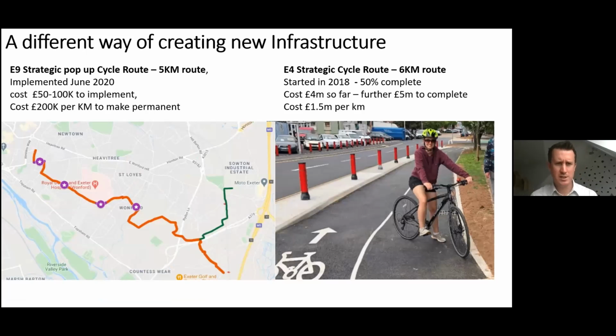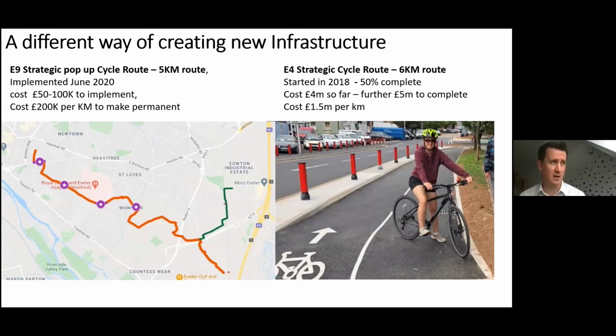What that enabled us to do is essentially provide a 5 kilometre route across the city overnight. We implemented this in June 2020. It cost us around £50 to 100,000, and a lot of that is the cost of maintaining the kit until something's made permanent. To make it permanent would be around £200,000 a kilometre to provide a route across the whole city, which is a very different way of doing things. And comparing that to a more traditional approach, I've put another route in Exeter.